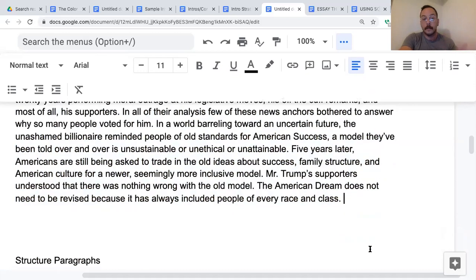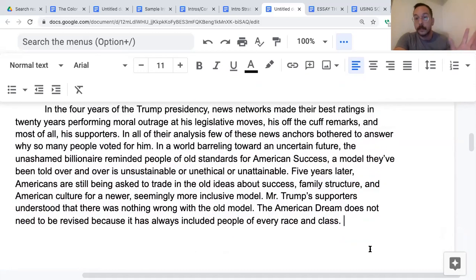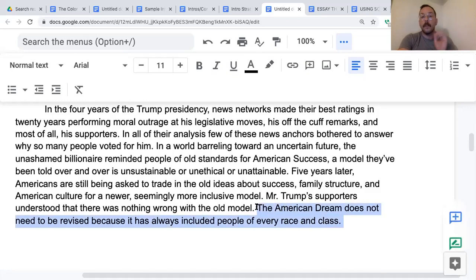All right, so that is my example of an introduction and how I want you to structure your introduction. Something to keep in mind: it is very hard to not get preachy. We are not making value judgments. We are not saying something is good or bad. We're not saying something is socialist or communist or capitalist. We are simply giving our opinion about whether or not the American dream needs to be revised. Avoid getting preachy. Avoid getting emotional. Something to keep in mind.